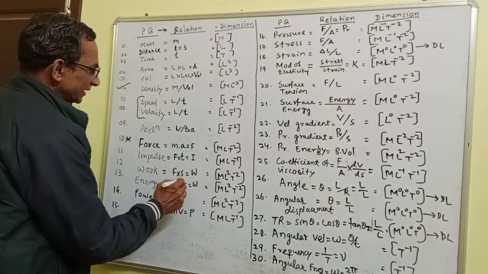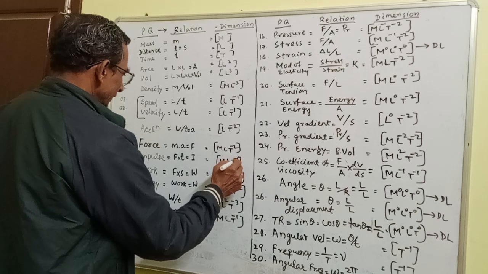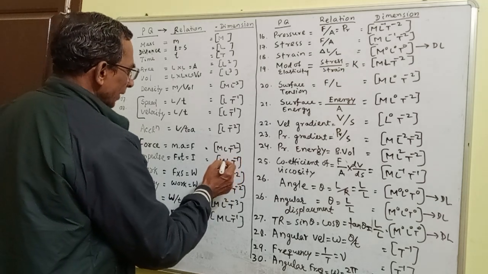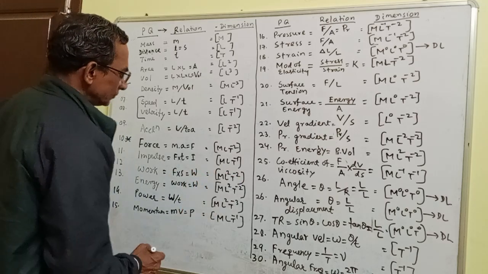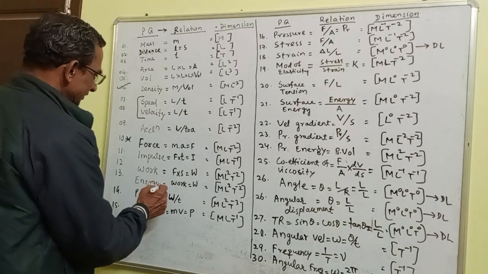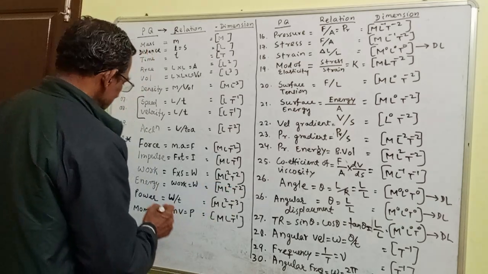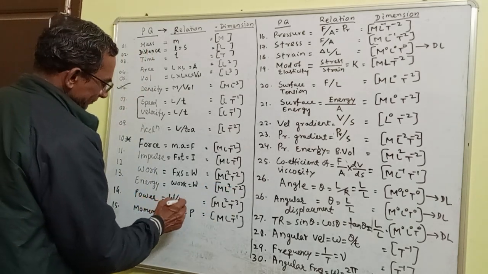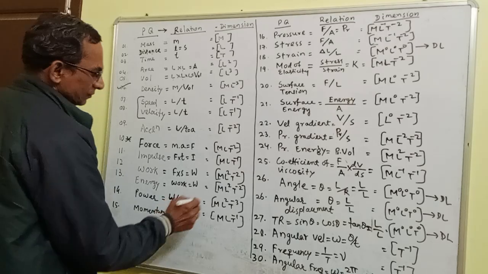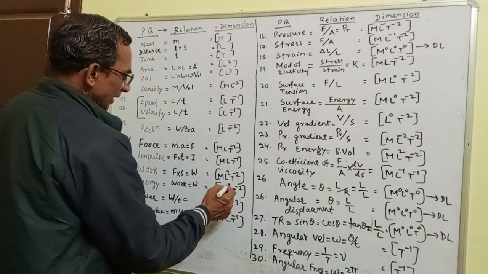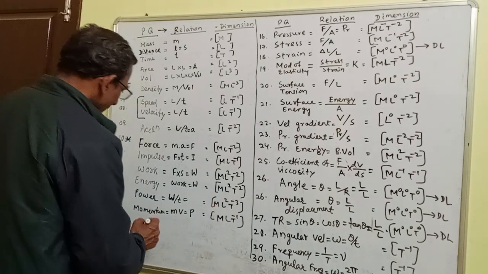Work, force into distance, MLT minus 2 into L, that's ML squared T minus 2. Energy is same as work done, ML squared T minus 2. Power is work by time, work per time. For work ML squared T minus 2 divided by T, then it became ML squared T minus 3.